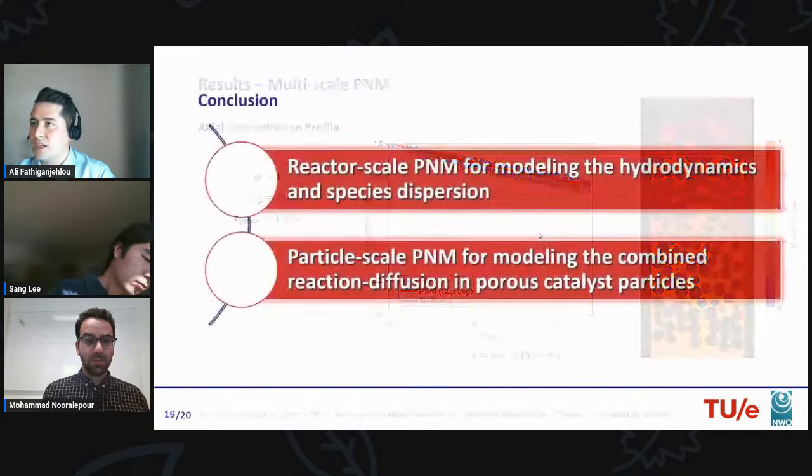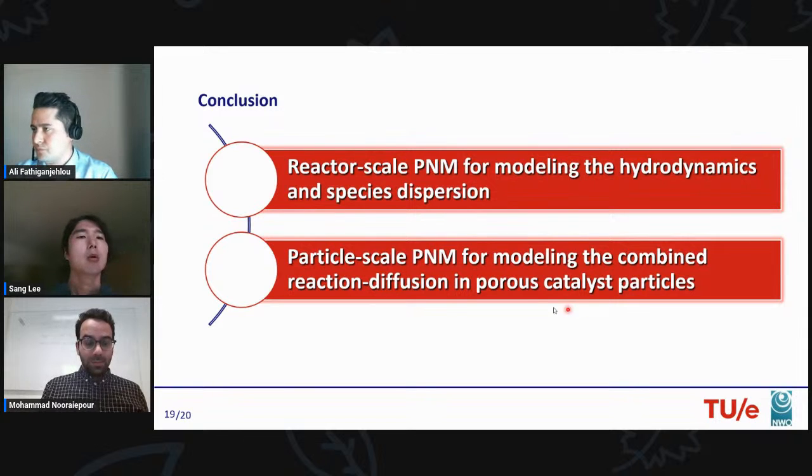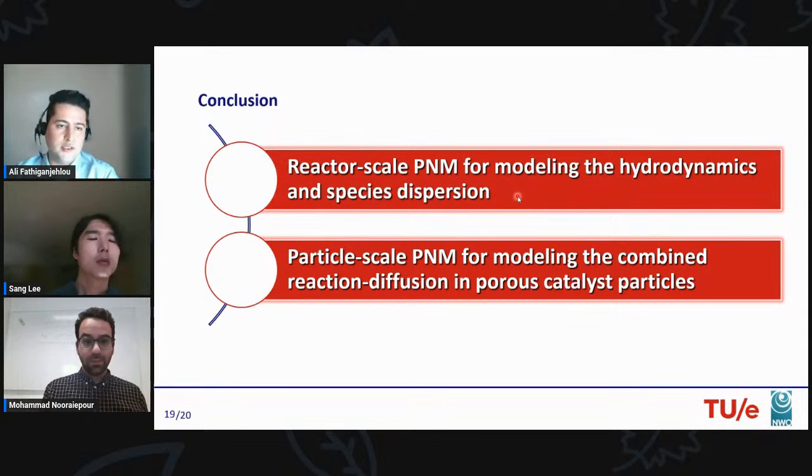So for the conclusion, here we developed the reactor scale pore network model for modeling the hydrodynamics and species dispersion in a packed bed reactor. We also developed a particle scale PNM for modeling the combined reaction and diffusion in porous catalyst particles, and coupled these two pore network models. We also validated our reactor scale PNM by comparing to MRI results.